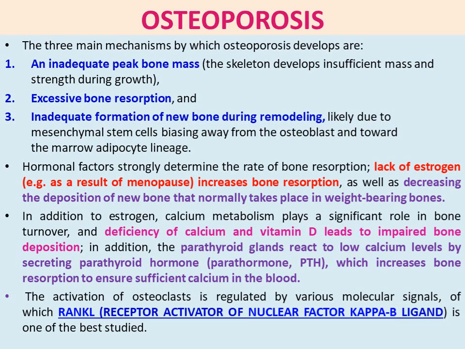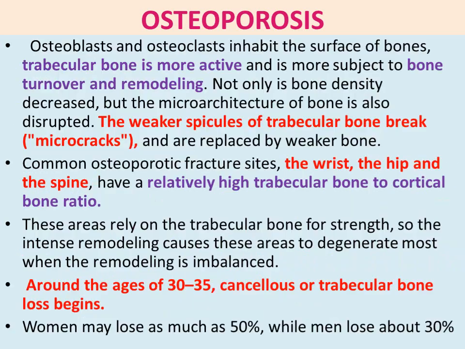So RANK receptors get activated by the activation of osteoclasts, and thereby osteoporosis happens due to decrease in bone density. Osteoblasts and osteoclasts inhabit the surface of bones. Trabecular bone is more active and is more subject to bone turnover and remodeling. So trabecular bone is the first bone to undergo remodeling due to decrease in calcium, that is, osteoporosis is first reported in the trabecular bone.